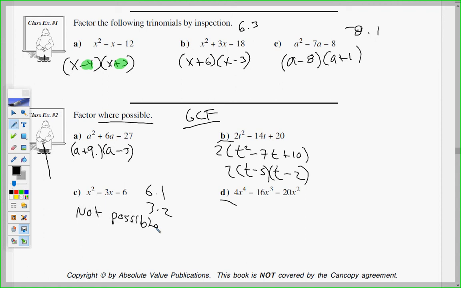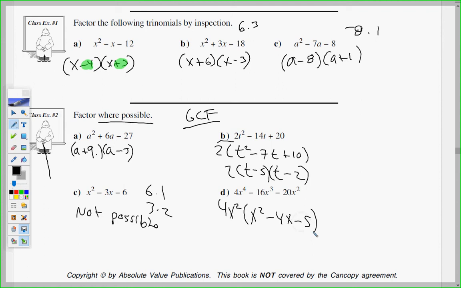6 and 1, 3 and 2. Neither are 3 apart. Okay, so we can't do anything. Okay. What's the GCF for D? 4, yeah. X squared. It's important you get the x squared out of there. That makes it x squared minus 4x minus 5.